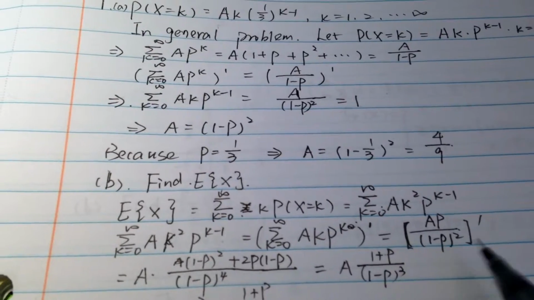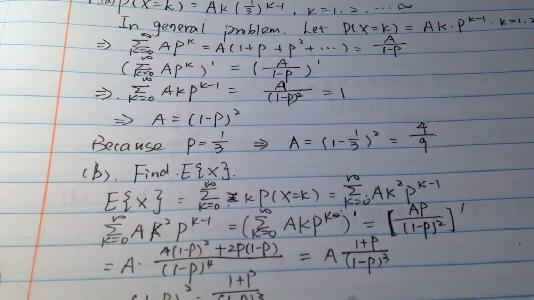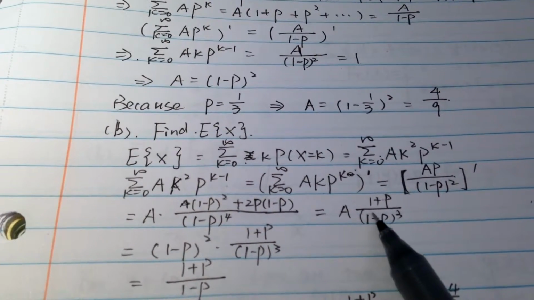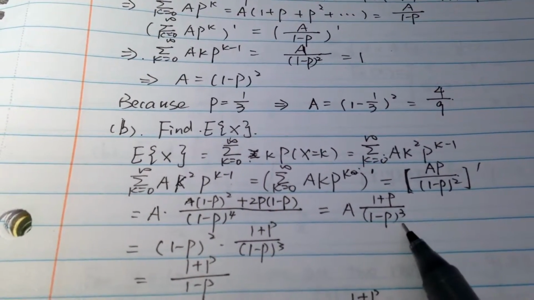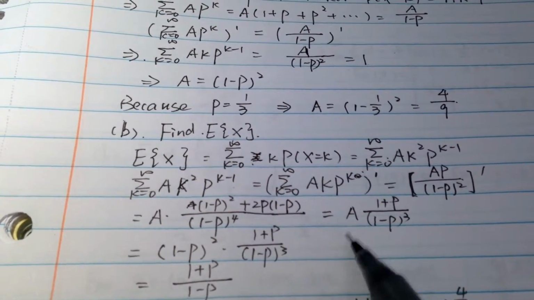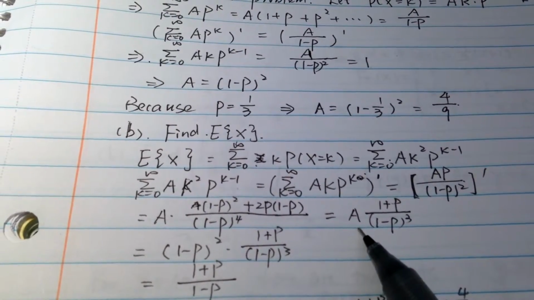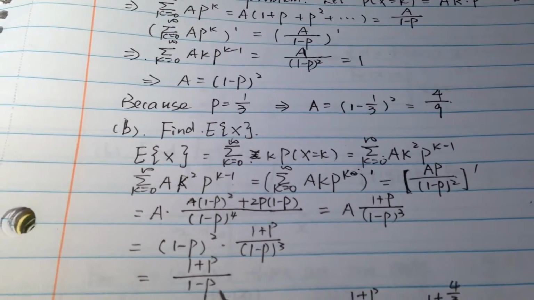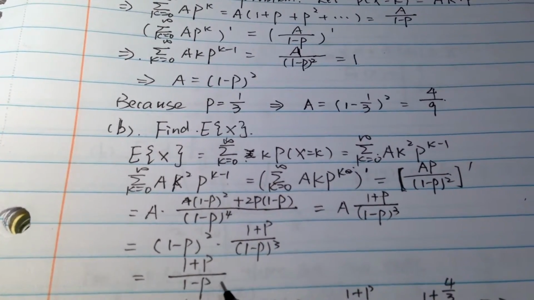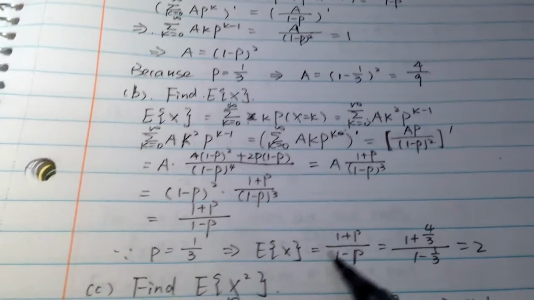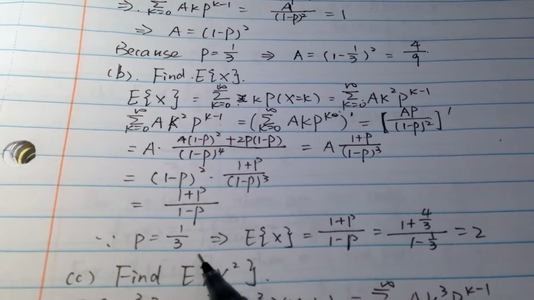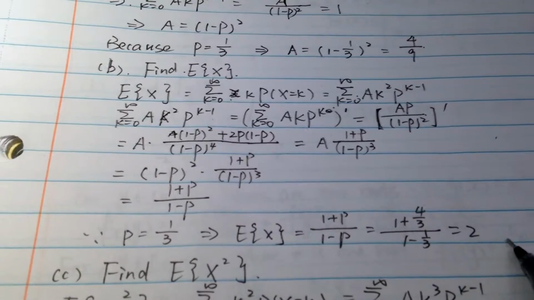So it's right here. After calculation, we can get E[X] equal to a times (1 plus p) over (1 minus p)^3, because a is equal to (1 minus p) squared from the last question. So E[X] equal to (1 plus p) over (1 minus p). p is equal to 1/3, so E[X] equal to 2.